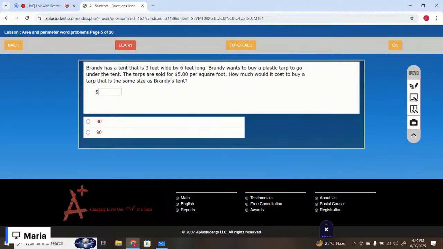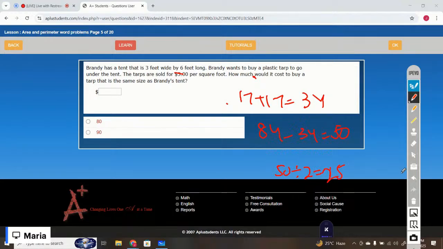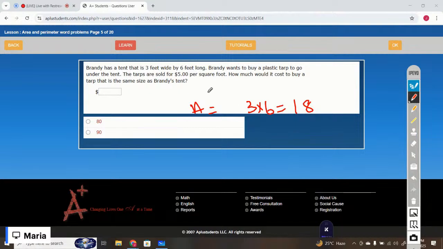Let's just calculate the area, right? 3 times 6 is 18. We need to calculate the area first, then we have to calculate the cost. The area is 3 times 6, 18. Then we calculate the cost, that is $5 per square foot. So 18 times 5, so option number 2 is the correct option.